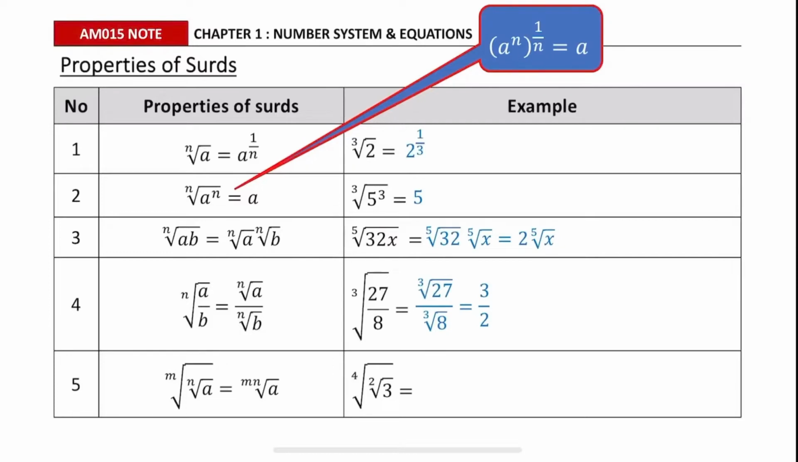The last property is the double surd, where the mth root of the nth root of a can be expressed as a single surd where we multiply the indices. For example, the fourth root of the square root of 3 is equal to the 8th root of 3.